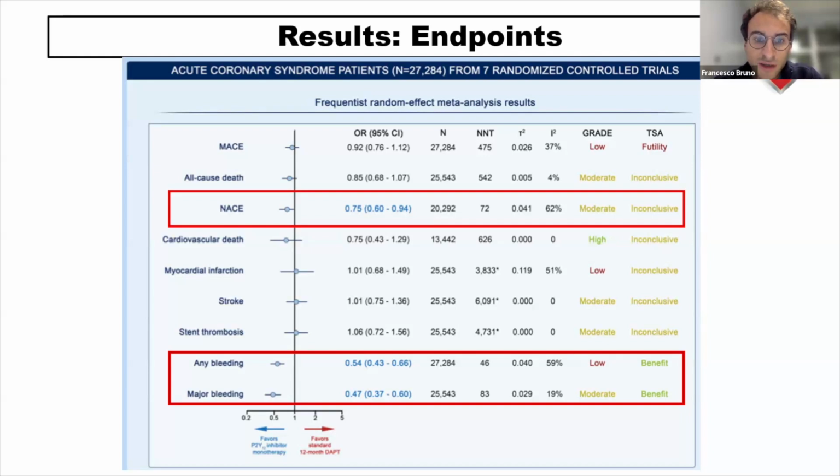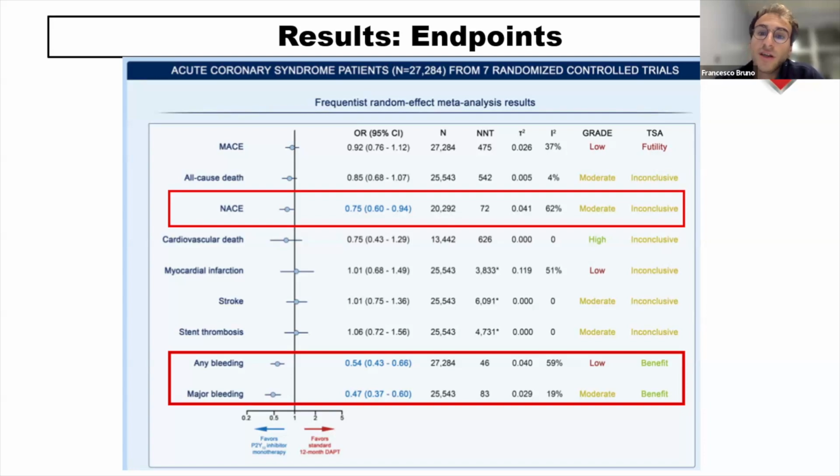As we can see, the odds ratio is 0.75 with a 95% confidence interval not including 1, and the same for any bleeding, so almost a 50% reduction of any bleeding and major bleeding in favor of P2Y12 inhibitor monotherapy.